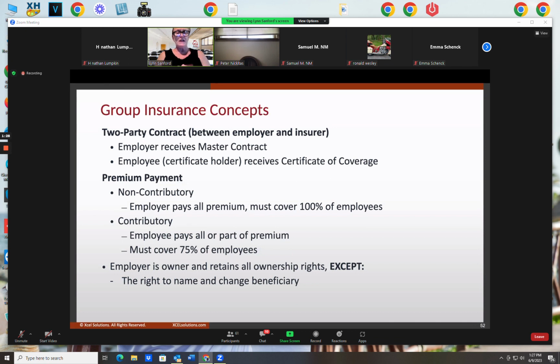So it's a two-party contract between the employer and the insurance company. Only one master policy, only one master contract, is ever created, and that is hand-delivered by the agent to the employer. The employer owns the policy, so they receive the master contract. You, as an employee of that employer, receive what we call a certificate of coverage booklet, because you are known as a certificate holder. Premium payment, if the employer, as I said, pays it all for you, then it's known as a non-contributory plan. Always think of contributory versus non-contributory questions from the standpoint of the employee.